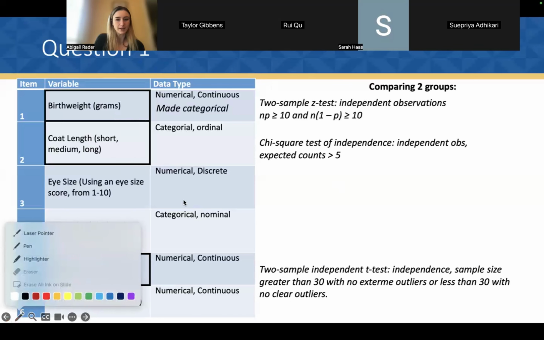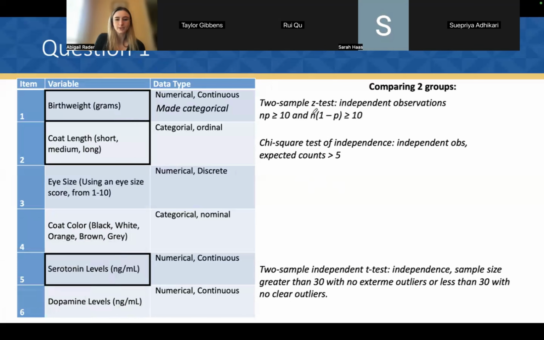So for example, I can't just say that this is a z-test. I have to specify it's a two-sample z-test, because we have two different types of z-tests. For chi-square, I can't just say it's a chi-square. I have to say chi-square test of independence, because there's also the chi-square goodness of fit test. For t-tests, I have to specify one, that it's two-sample, and two, that it's independent, because again, we have paired t-tests and we have two-sample.